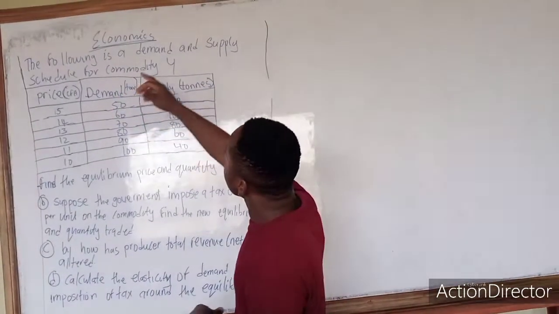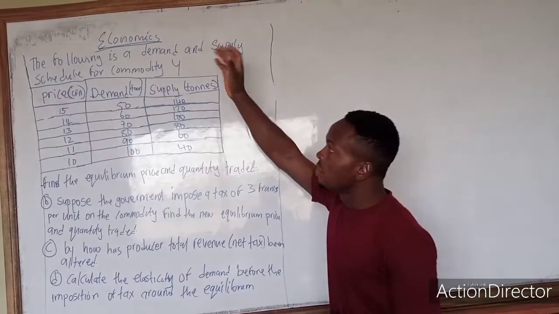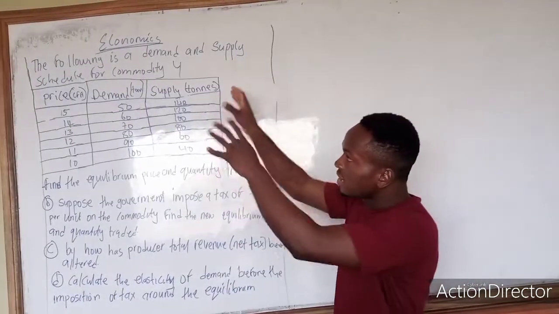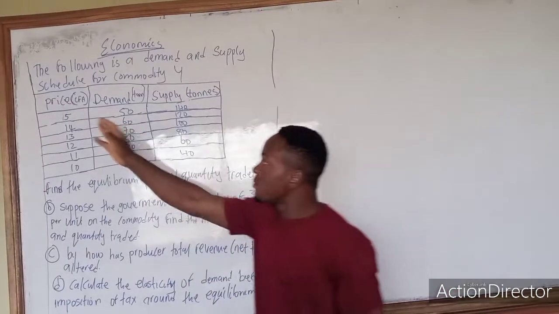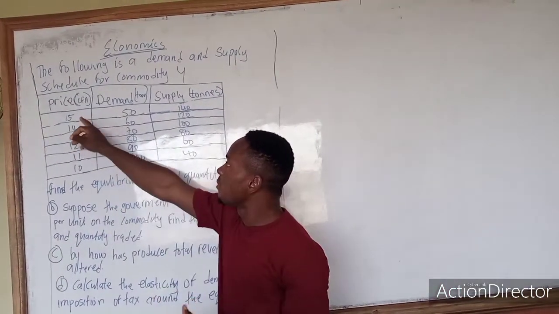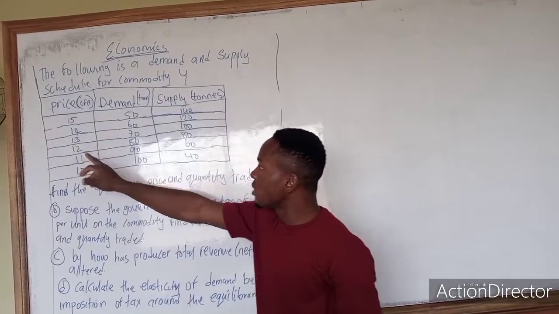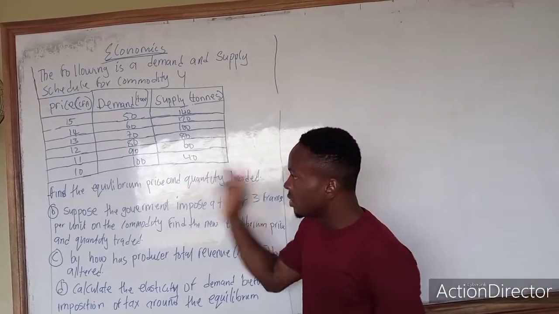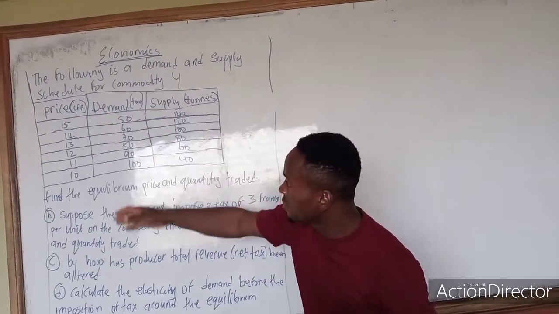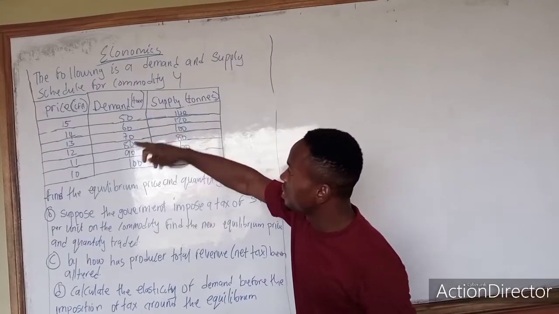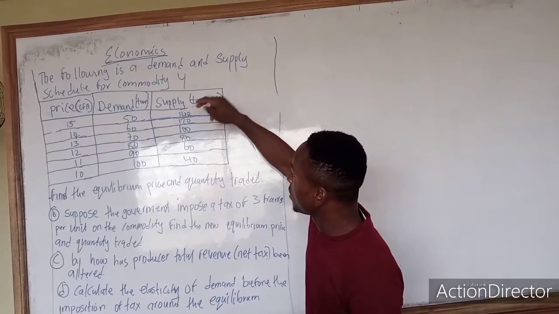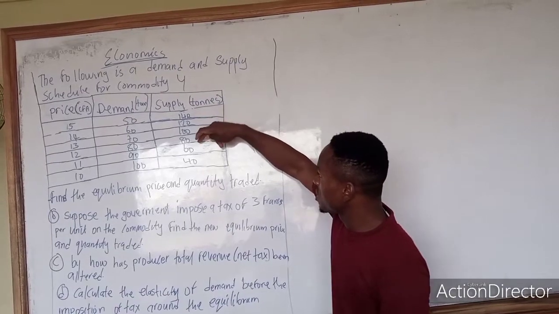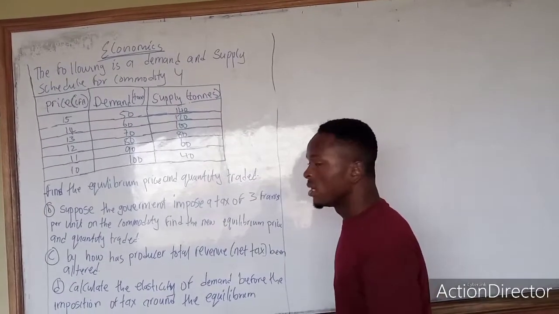It says, the following is a demand and supply schedule for a commodity Y. And then we have the prices. We have the price from 15, 14, 13, 12, 11, and 10. We have the quantities demanded as well from 50, 60, 70, 80, 90, 100. And we have the supply from 60, 140, 120, 180, 60, and 40.